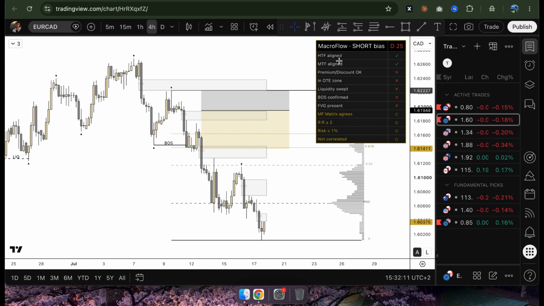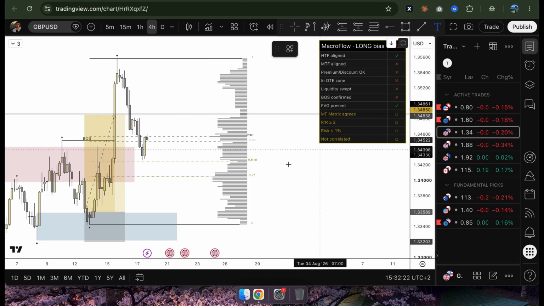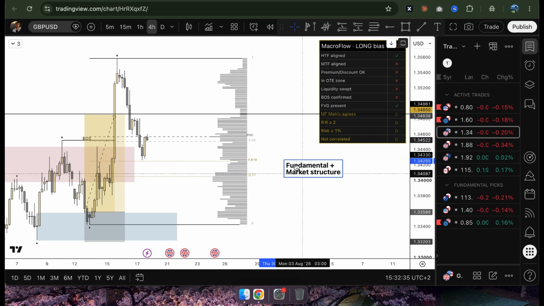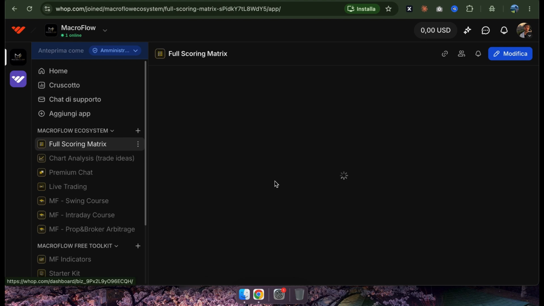I use a systematic approach that basically combines fundamental analysis, okay, fundamental plus simple market structure. So what I do every weekend, I come to my built-in software called Full Scoring Metrics, and I have a look at the big player moves of the past week.